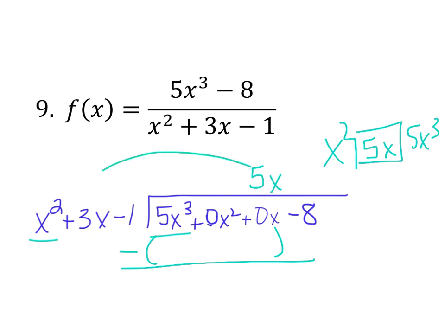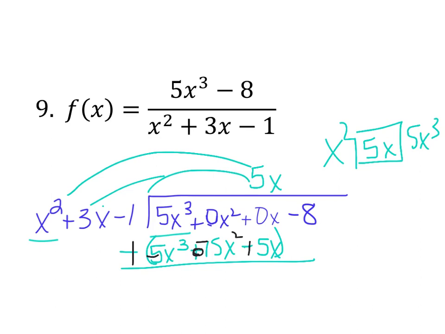So now let's multiply. What's 5x times x squared? 5x cubed. What's 5x times 3x? 15x squared. And then what's 5x times negative 1? Negative 5x. Good. Before I subtract, what do I have to do? Okay, so this should be x squared. Juan just pointed out. Thank you. So now, before I subtract, I distribute, distribute, distribute. So what's 0x squared plus 5x cubed? 5x squared, good. What is 0x minus 15x squared? Negative 15x squared. And then I bring down the 8.